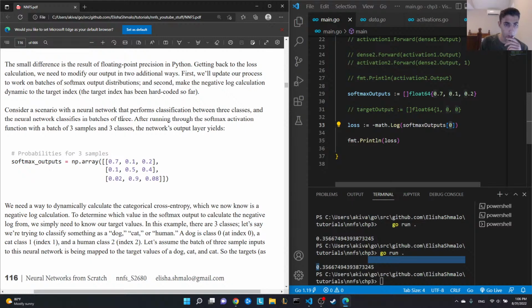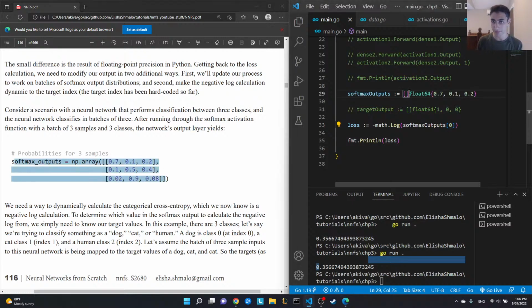Okay. And after running through the softmax activation function with a batch of 3 samples and 3 classes, the network's output layer yields this. So imagine this is the output. So let's code that in.